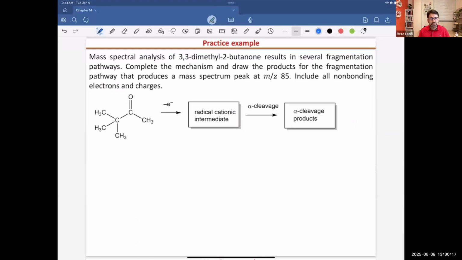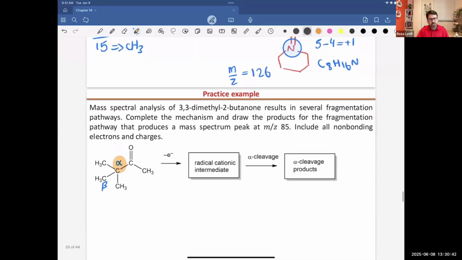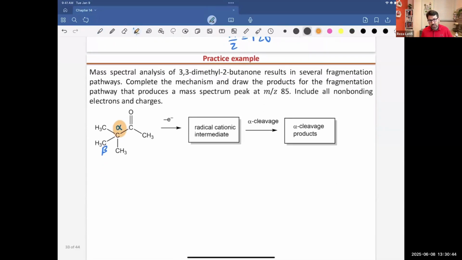We practice one example about an amine. I want to switch to carbonyl, and in this case, I have a molecule that is carrying a carbonyl group, but it doesn't have a gamma carbon. Let's label them. This is going to be alpha, and that one will be beta. The neighbor to the carbonyl we call alpha, and the next one will be the beta.